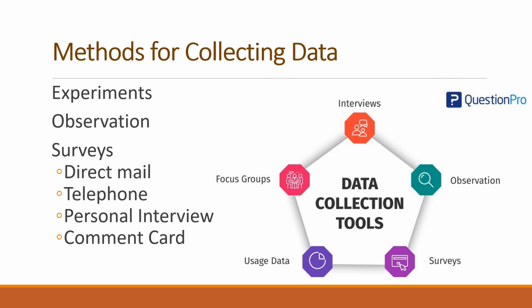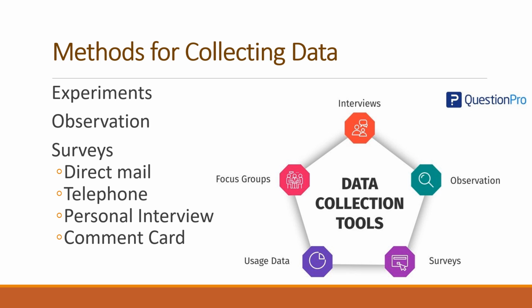You can use experiments, which as I mentioned before are focused a lot on causal research. You can use observation of a variety of types. And then they have surveys. And we often use the term surveys to apply to print or online questions that are asked to people. That's really more of a questionnaire, which is a form of a survey.